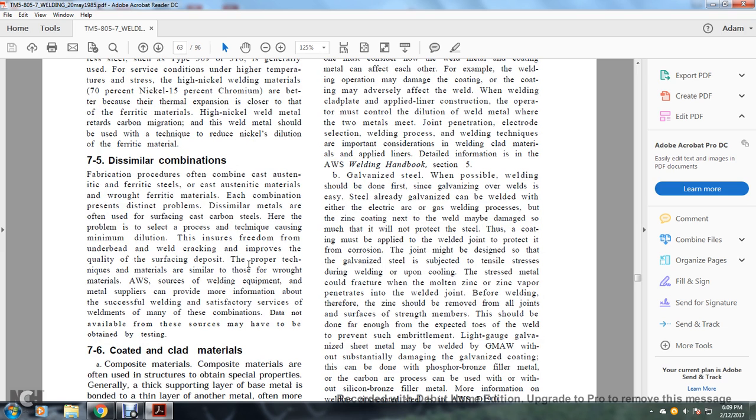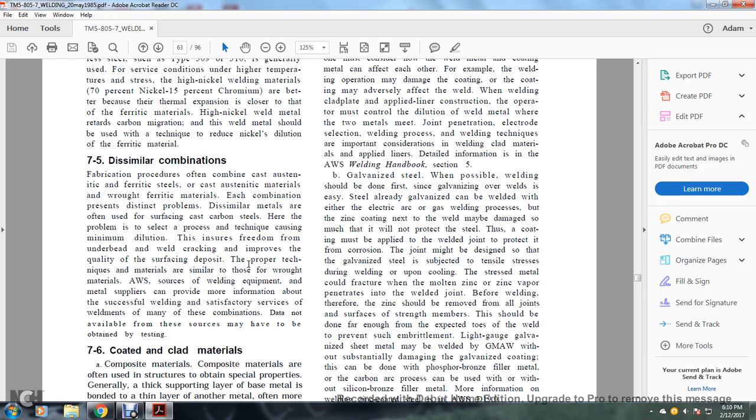7.5. Dissimilar combinations. Fabrication procedures often combine austenitic and ferritic metals, or austenitic materials and raw ferritic materials. Each combination presents a distinct problem. Dissimilar metals are often used with surface coating on carbon steels, and there are problems in selecting the process and technique causing minimum dilution. This ensures freedom from underbead cracking and improves the quality of the surface deposit. The proper technique for these materials is similar to that for the raw materials.